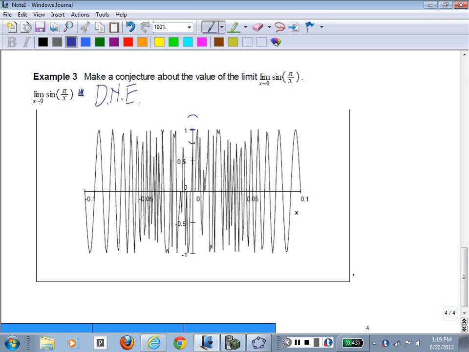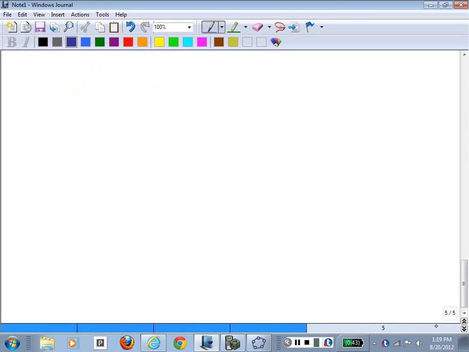As long as we're no farther away from 0, we've got a guarantee that it's going to stay in there. But it won't. No matter how close we insist that x be to 0, it's going to be less than that infinitely often in that interval. So no, it does not exist.